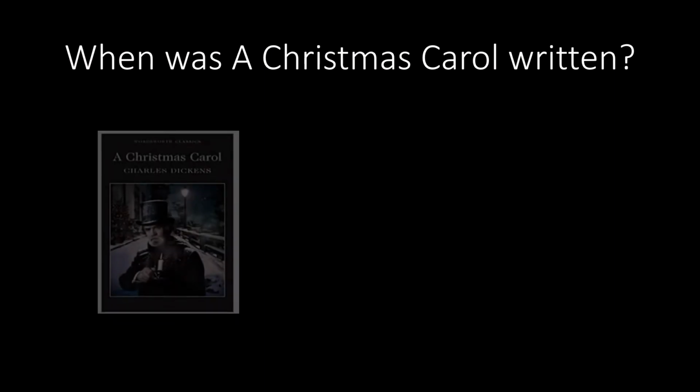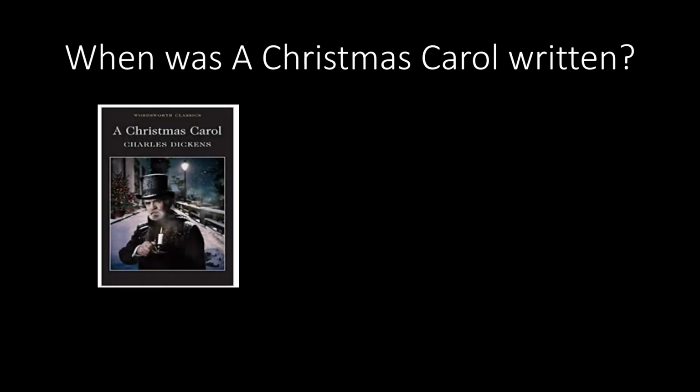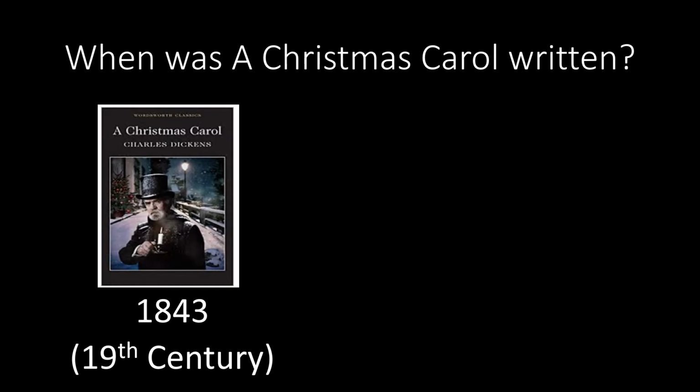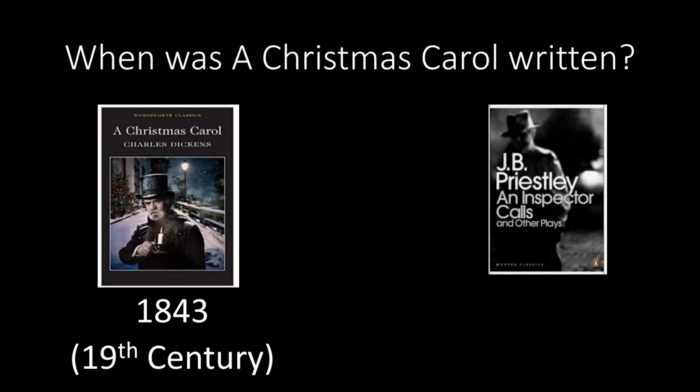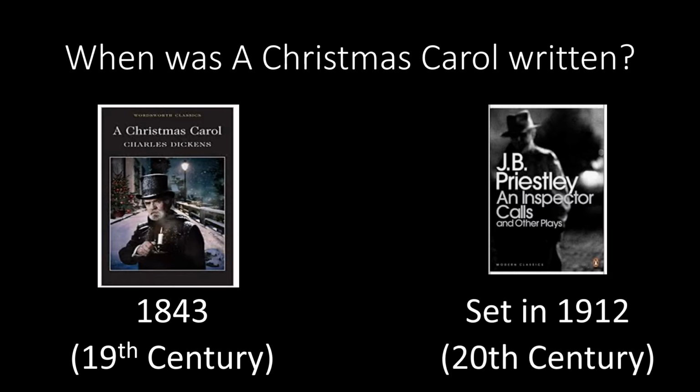So when was A Christmas Carol written? A Christmas Carol was written in 1843, which was in the 19th century. Just to put this into further context for you, the novel was written 69 years before An Inspector Calls was set. However, you might find some similarities between the two texts.